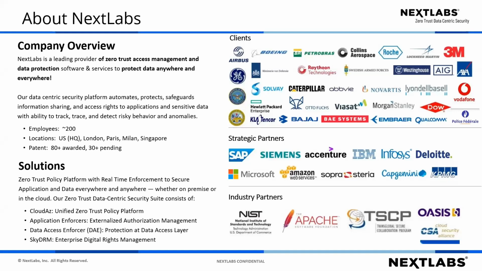Just as a quick company overview of who we are: a leading provider of zero trust access management and data protection software. Through our services we help our customers, including many in the Fortune 100, protect their data anywhere and everywhere. We have many strong worldwide go-to-market and OEM partnerships, including Microsoft, SAP, Siemens, AWS, Accenture, IBM, Deloitte, et cetera. We have over 200 employees worldwide, with offices in the United States, Europe, and Asia, and have been awarded over 80 technology patents, with more than 30 still pending.